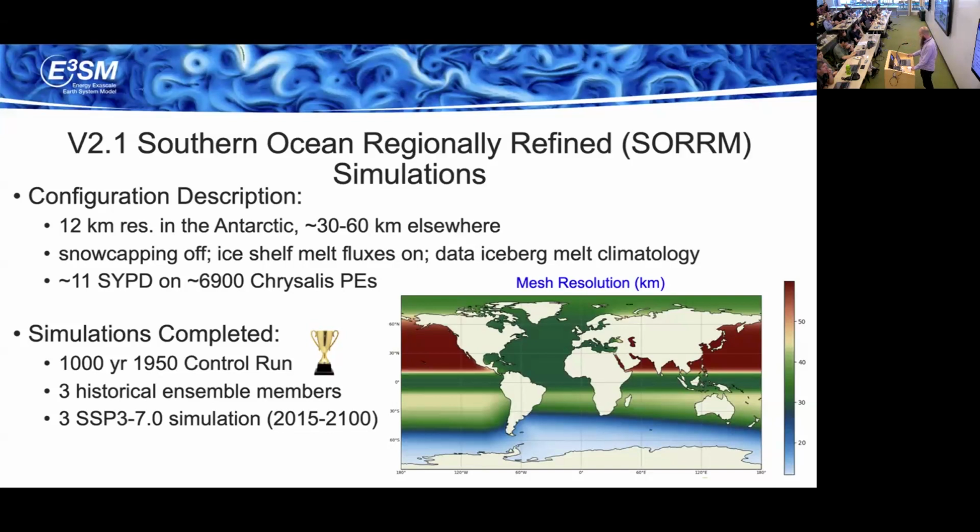To give you context of what that is, in this 1,000-year control run we did with repeat 1950 conditions, that amounted to about 40 centimeters of sea level rise. So we did a 1,000-year control run and then 3 ensemble members, historical through SSP.